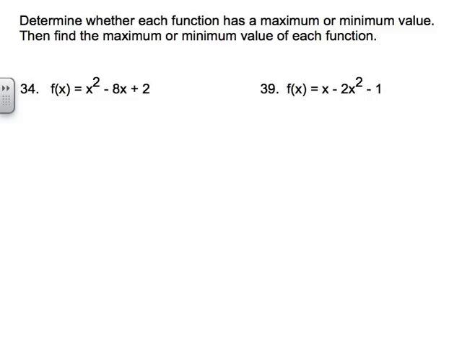Moving on to the next group of problems, we're asked to determine whether each function has a minimum or maximum value, and then find out what the value is. You get the maximum or minimum by looking at the a value. In problem 34, f of x is equal to x squared minus 8x plus 2, a is a positive value, which means it is going to open up. Because the graph opens up, I'm going to have a minimum value.